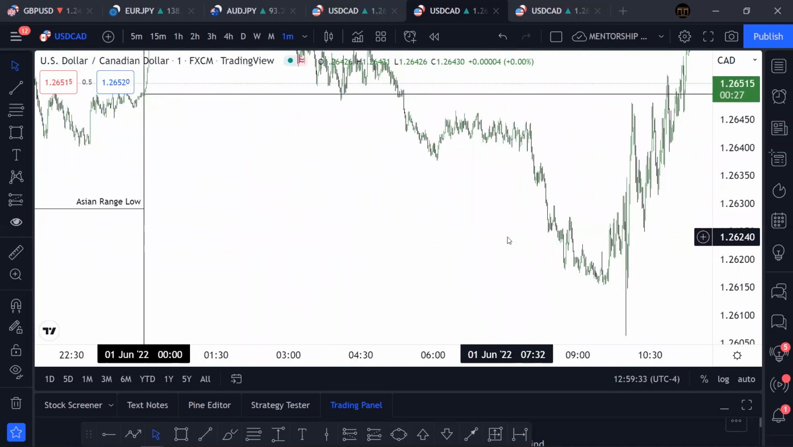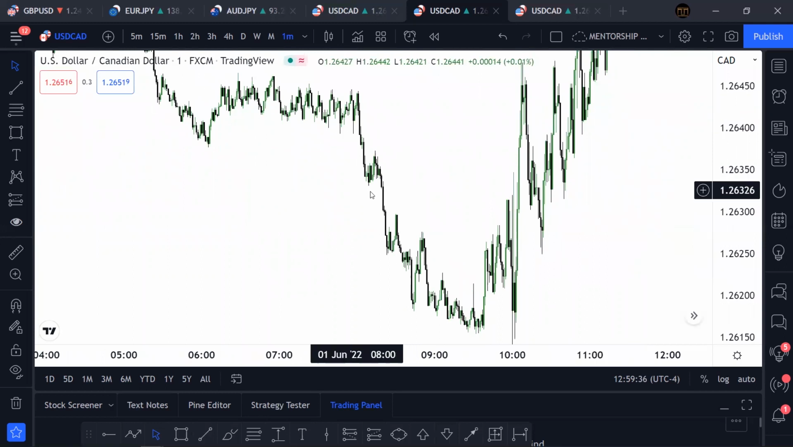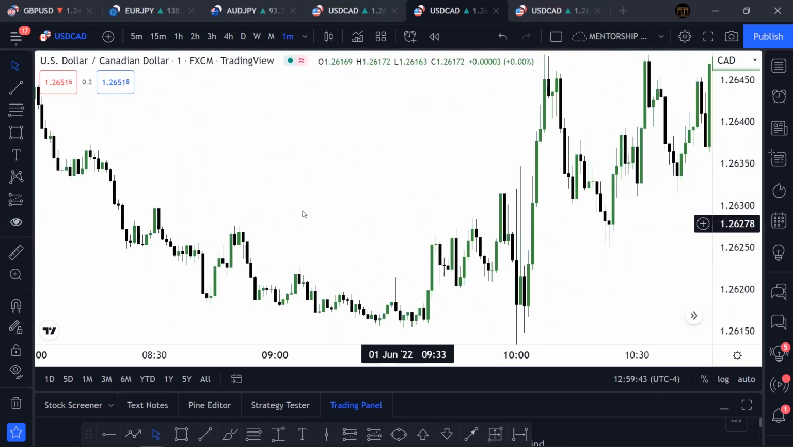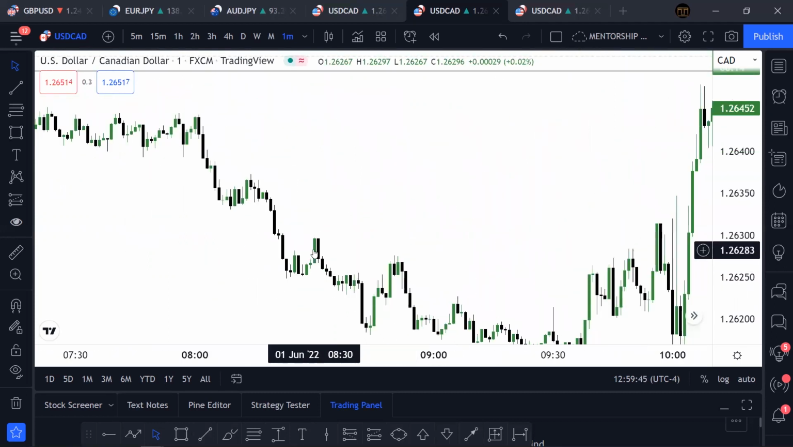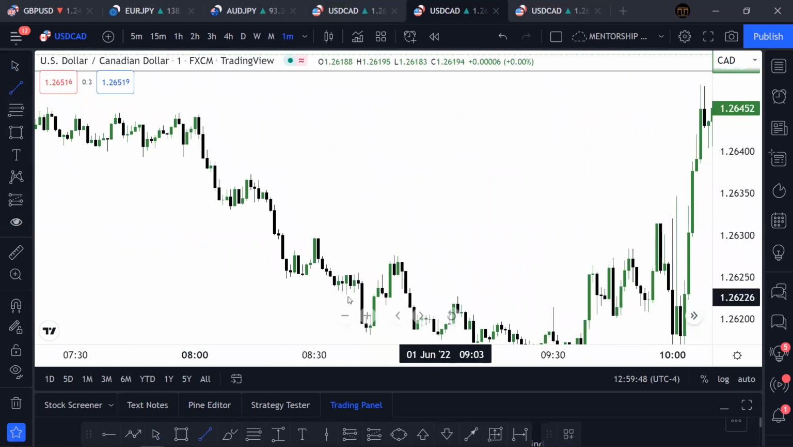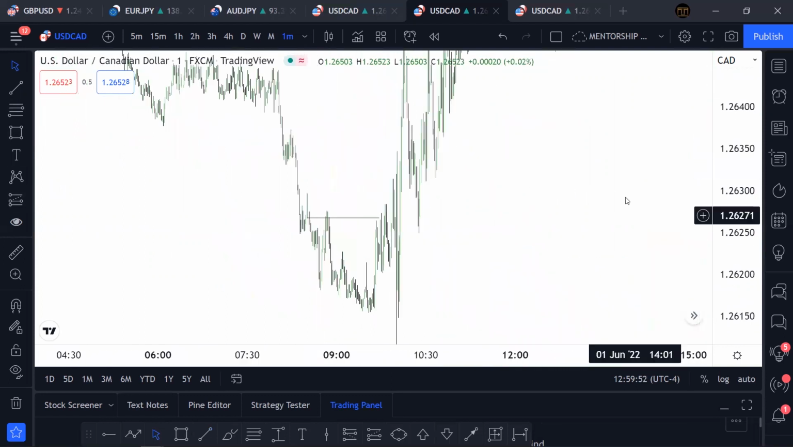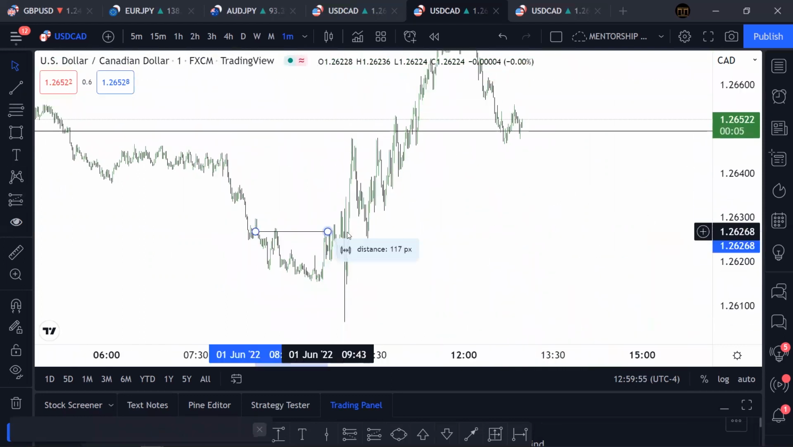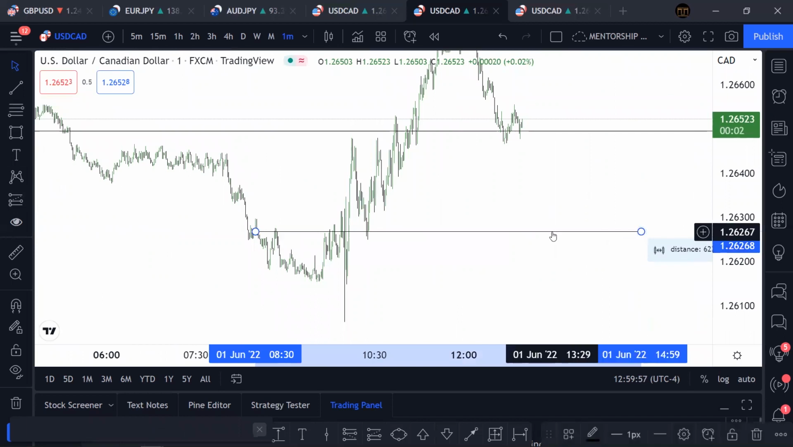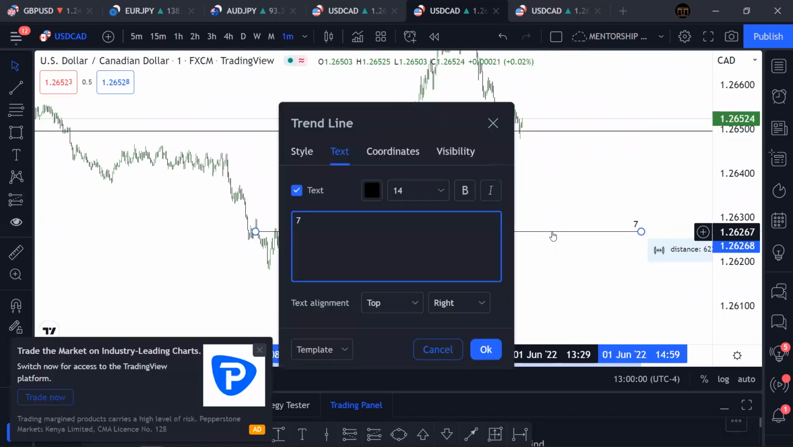So let me show you what happened. Now here, we are going to look for 8:30 in the morning, New York time. This green candle right here comes in at 8:30. So I'm going to mark this candle and call it 8:30 New York open price.